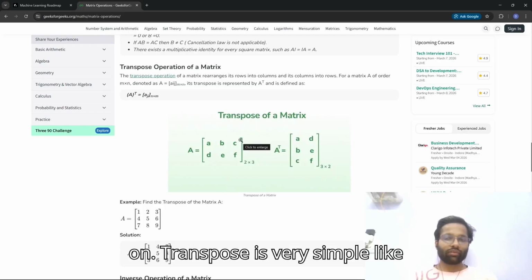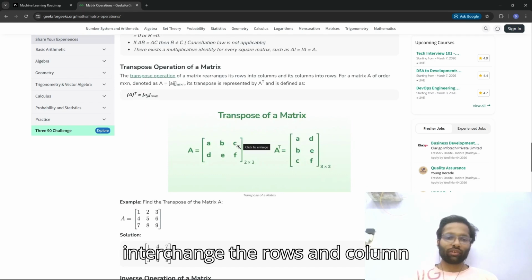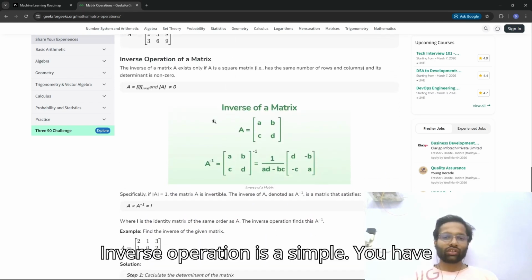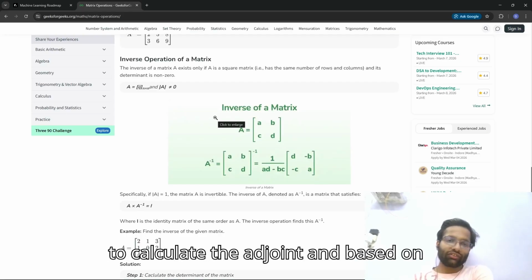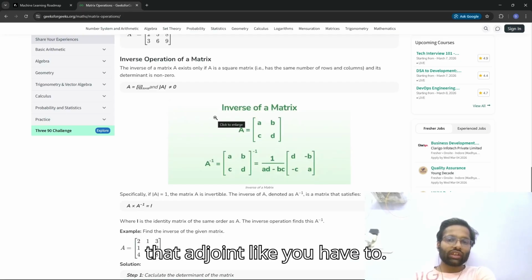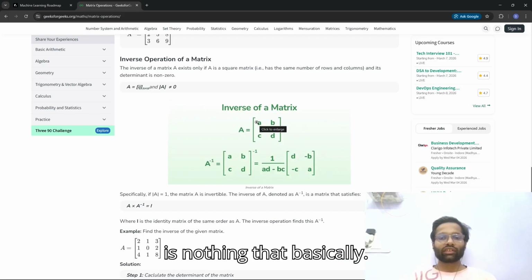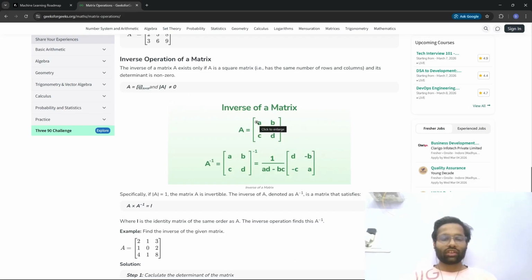Transpose is very simple: you basically interchange the rows and columns. The inverse operation is also simple. You have to calculate the adjoint, and based on that adjoint, you then calculate the inverse. The adjoint is basically that column.